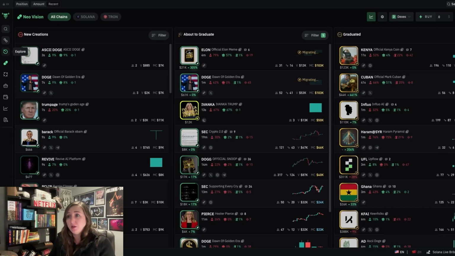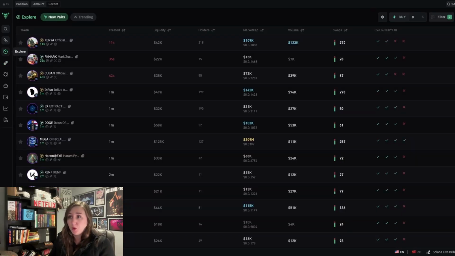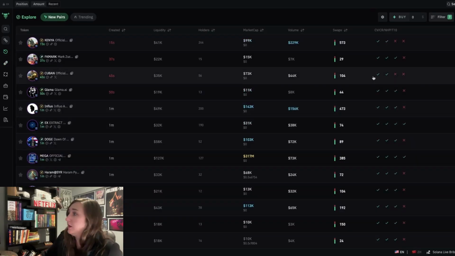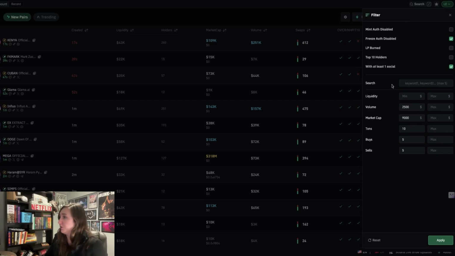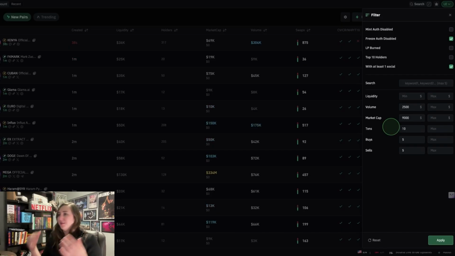But what I do is I go to Explore in BullX here, and we can filter these. I'll just pull up my filters so you guys can see them here, and I'll show you the settings I use on a regular basis, and feel free to adjust these. Nothing is set in stone, nor is any of this the magical key to all. This is just what I do and what I found has worked for me.